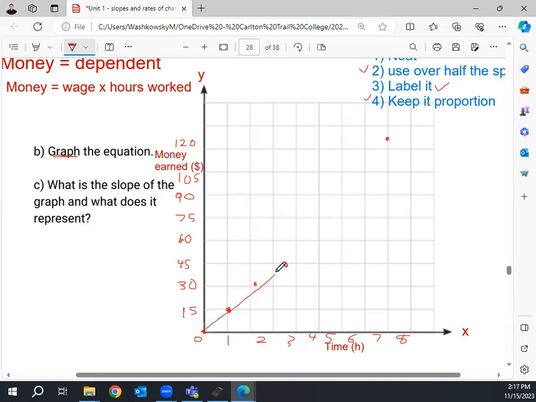You're going to get a graph that eventually should look something like that. I'd put a couple points in, yeah.